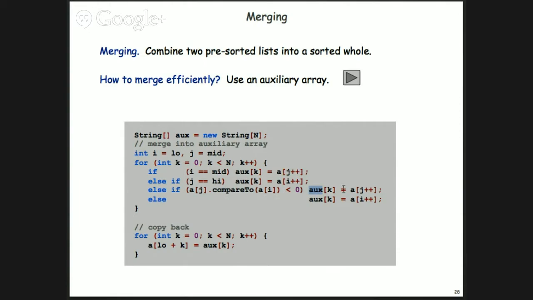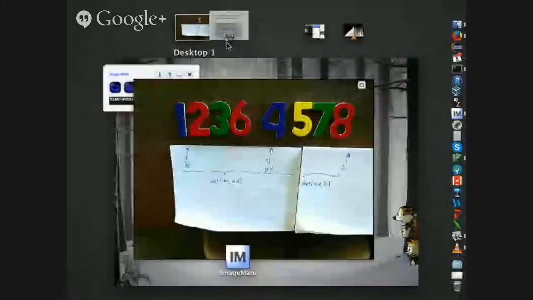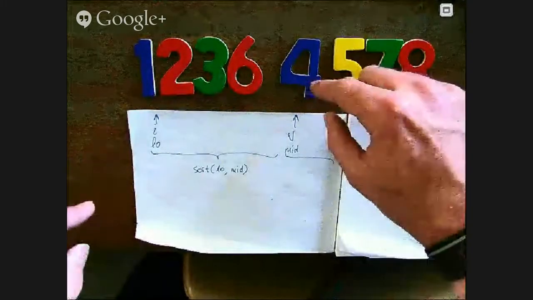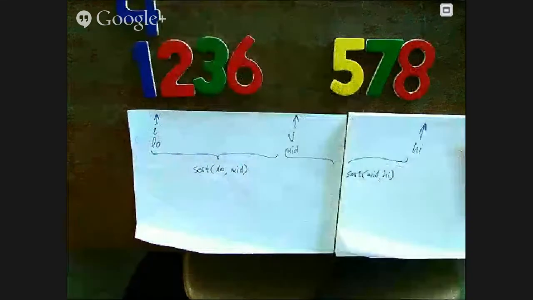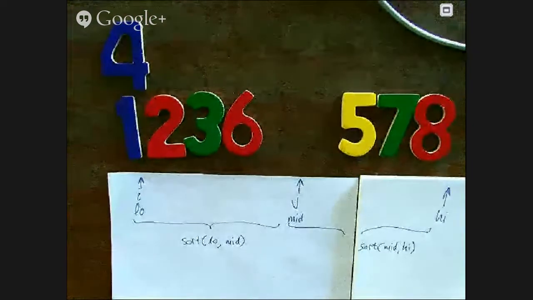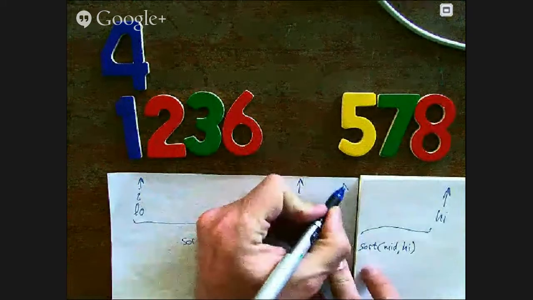So let's simulate that. Just give me a sec. Right. So I'm going to copy, and I'm physically going to copy it now. I'm going to put 4 in my new aux array. There we go, and I think I can even zoom in. There we go. And I'm going to advance j. I'm going to advance j to there.